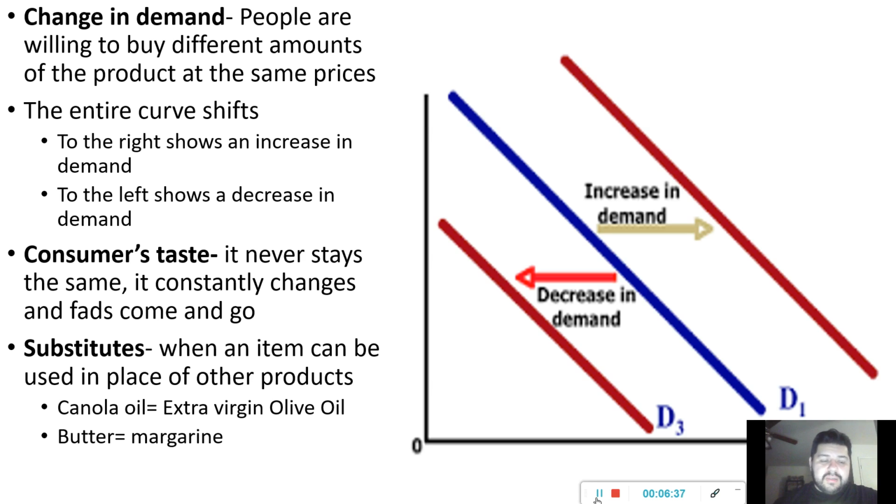Another one is like butter and margarine. Margarine is cheaper, but it doesn't have the same taste as butter. And the thing is, it is a substitute. So if you're cooking something and it says to use butter, you can use margarine, the same amount, but it's just not going to taste as well. But you can substitute.